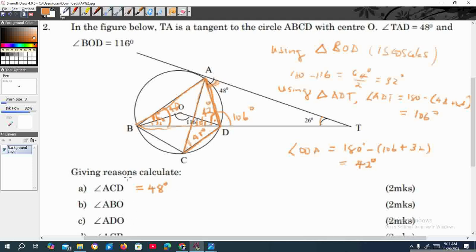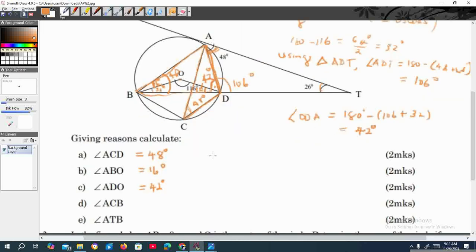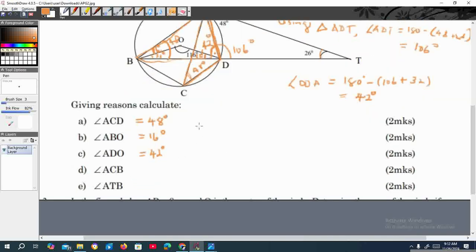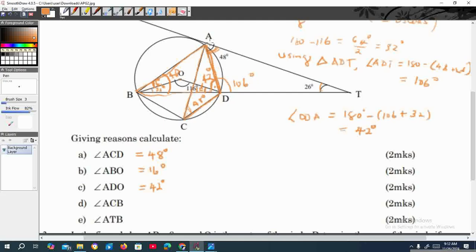So if we look at the second angle, ABO, we've already found it is going to be 16 degrees. The other angle is ADO, we've already found it here. It is 42 degrees. And lastly, we have this angle ACB.